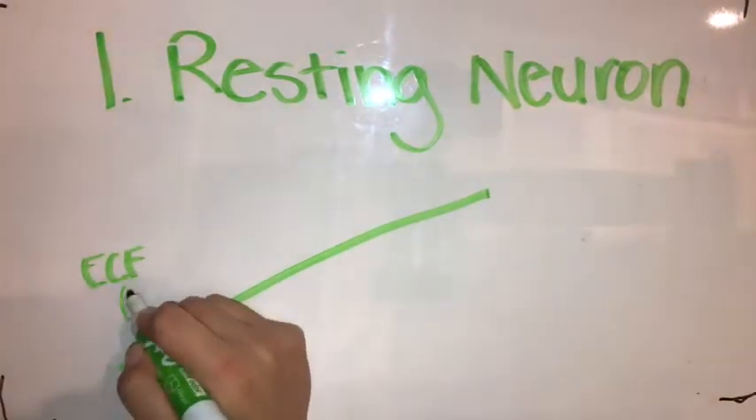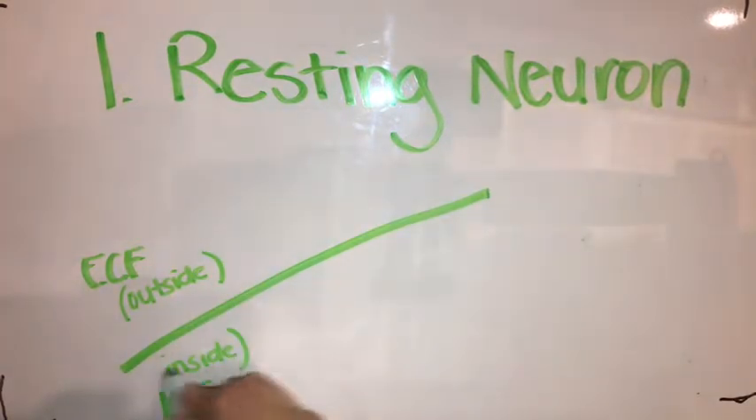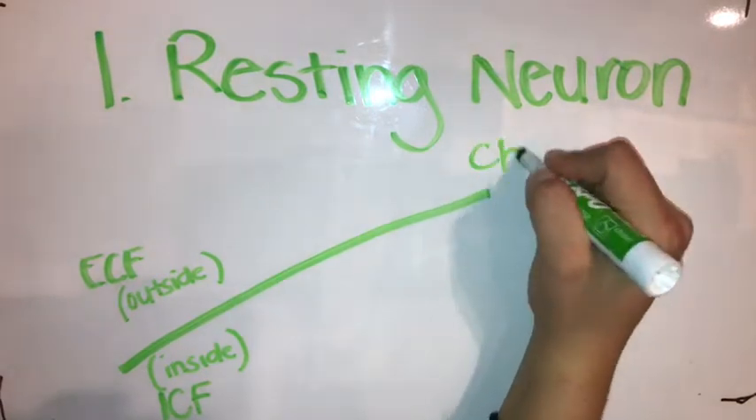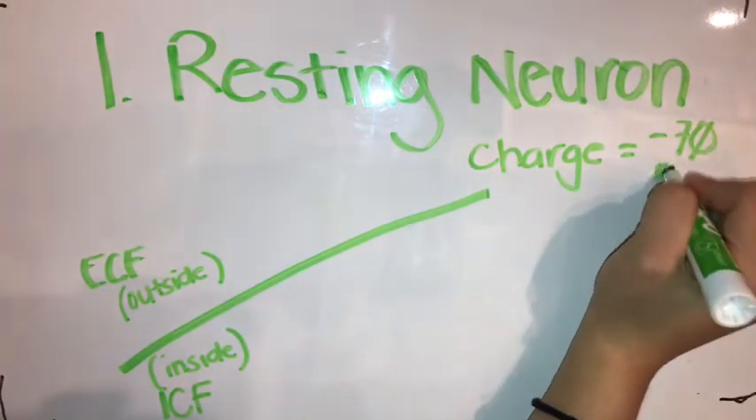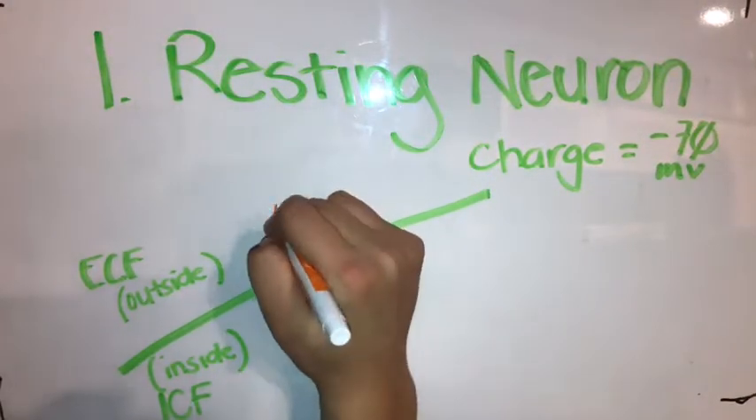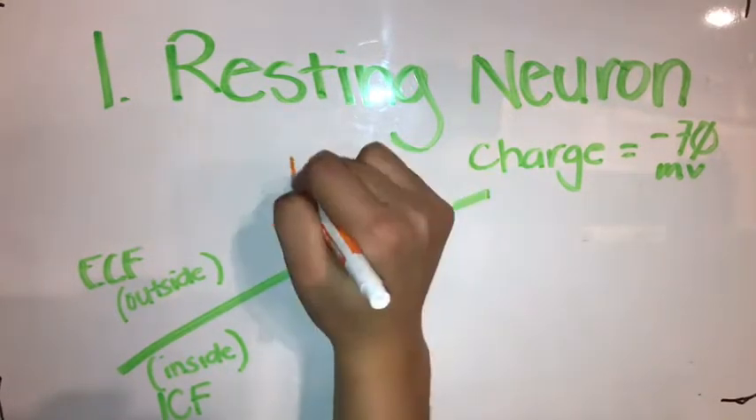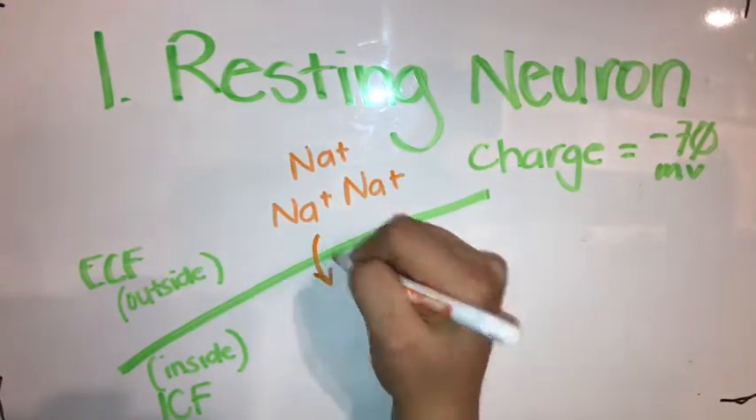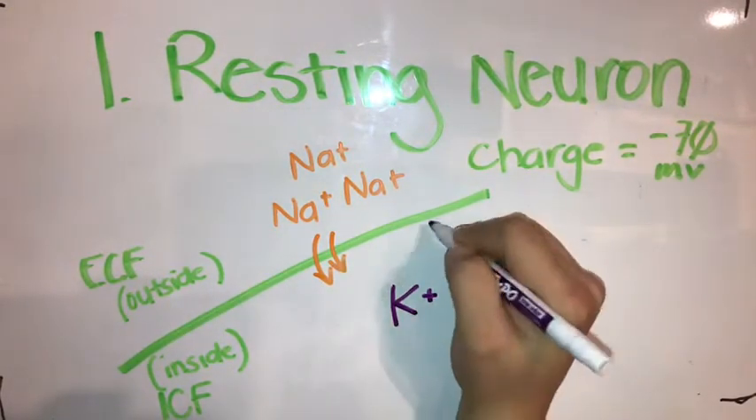First, it will start with the neuron at rest, which will have an overall charge on the inside of negative 70 millivolts. The sodium-potassium pump creates polarization. 2 potassium in the cell equals 3 sodium out of the cell. More sodium on the outside means that it will be negative on the inside.